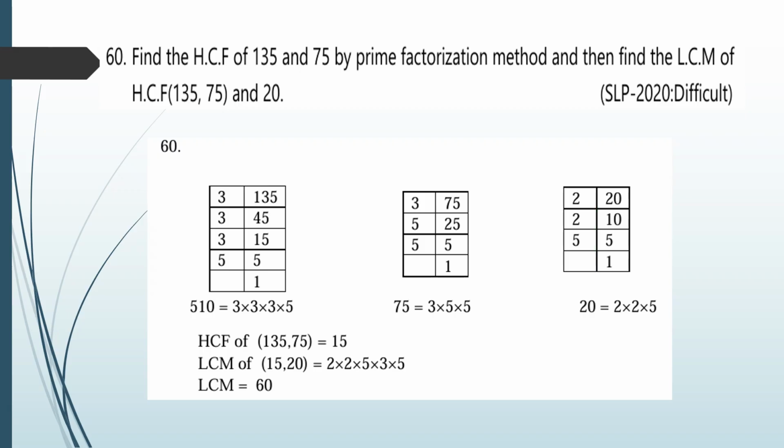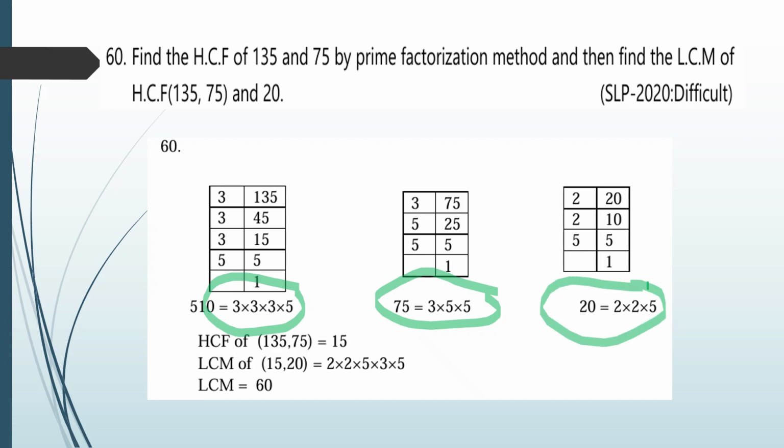Here you can see the prime factors of 135 are 3 into 3 into 3 into 5, in 75 it is 3 into 5 into 5, and in 20, 2 into 2 into 5 are the factors. Then HCF means the common factor. Here only 5 is common, as 5 is there in each. So I can write 5 as the HCF here, and in the case of LCM, 2 into 2 into 5 into 3 into 5, that is 60.